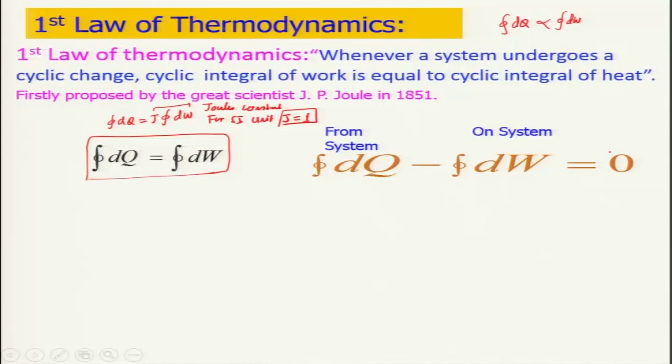There will be a certain sign convention you will have to use. The work done by the system is positive and work done on the system is negative, and for heat it is just the opposite: transfer from the system is negative, and heat entering into the system is positive. With this sign convention you will get this equation, equation 1, and this is applicable for the cyclic process only.